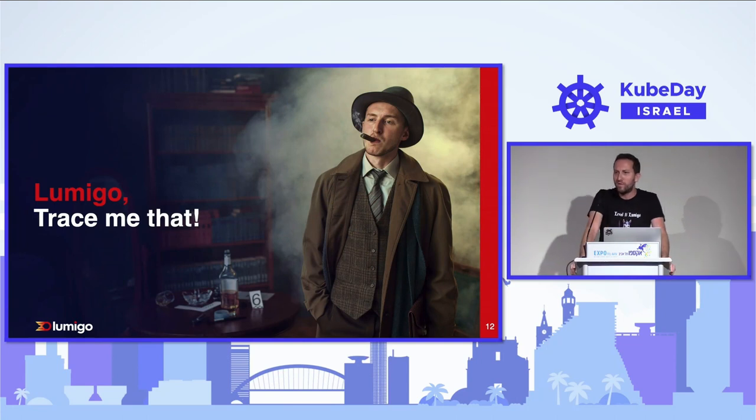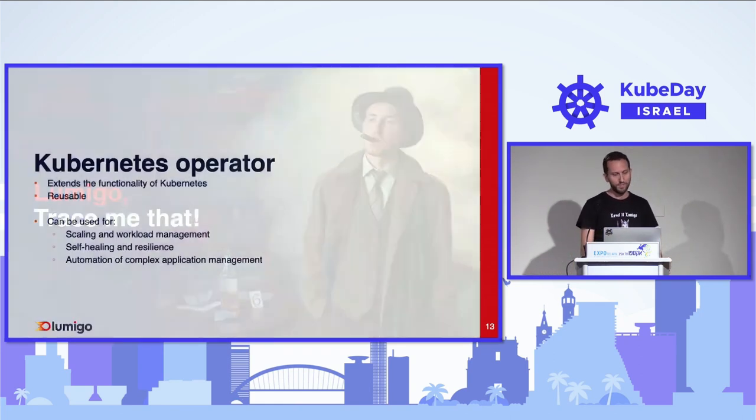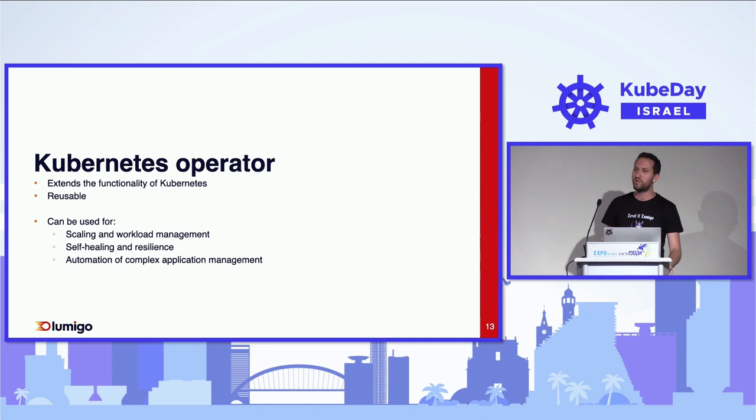We basically wanted our customers to be able to say, Lumigo, trace me this thing. In Kubernetes, we elected for the namespace construct. So trace me this Kubernetes namespace and be done with it. So we did some research on how best to go about this mission. And we stumbled upon the Kubernetes operator.